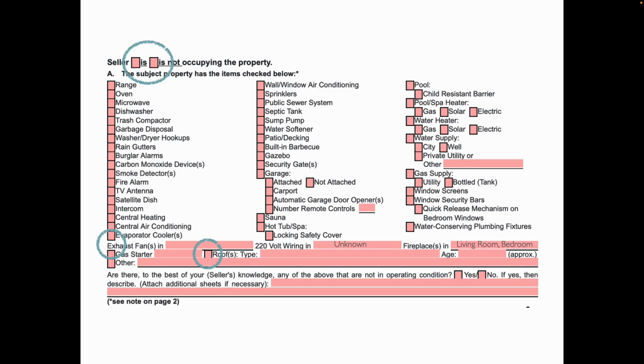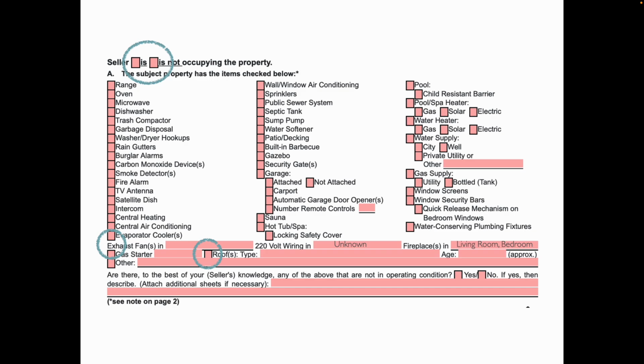You know that is not a complete TDS if those lines are blank. Okay, so if you have a seller that says, I don't know if I have 220 wiring, what is the answer? It is not blank. It is unknown. I don't know that. I have no idea.